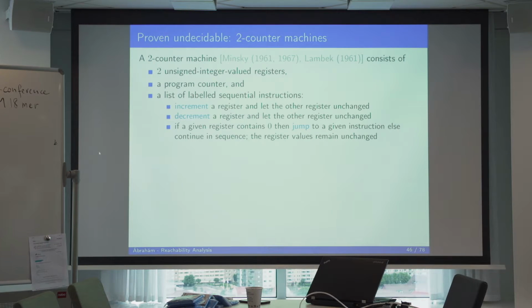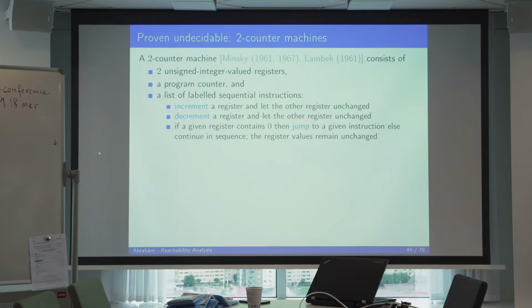And basically what you do is deciding reachability for a very simple machine. All the programs that you can generate, you can think of as assembler programs. So you have only a set of registers. We need only two. So you have two registers. They contain unsigned integers. And a program counter. So we have a sequence of statements that we want to execute.